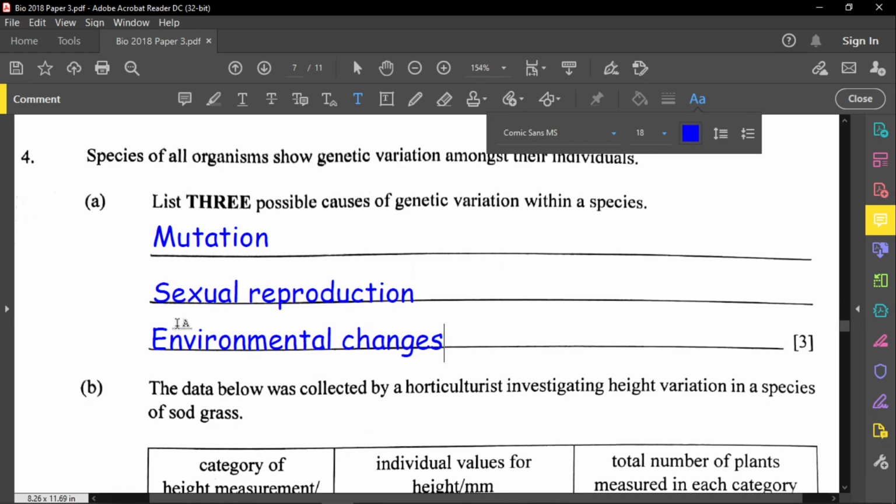So let us put that as diet as well. Diet is a good one because, looking at height or weight, diet will change a person's physical appearance, which is their phenotype. And so definitely diet could also affect the variation among organisms.